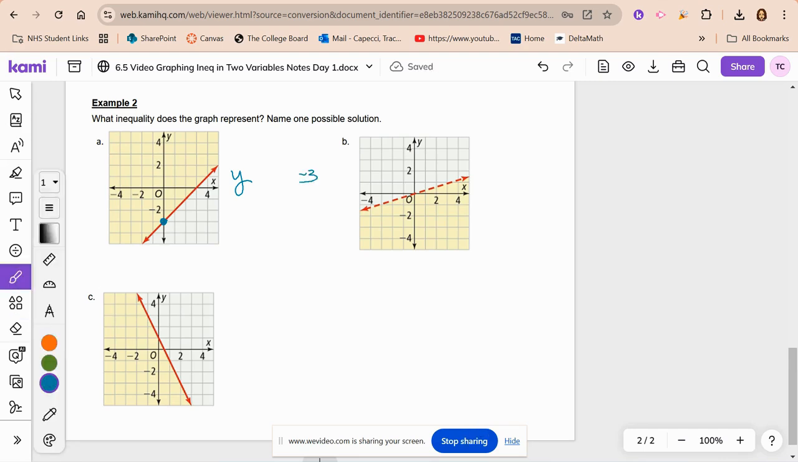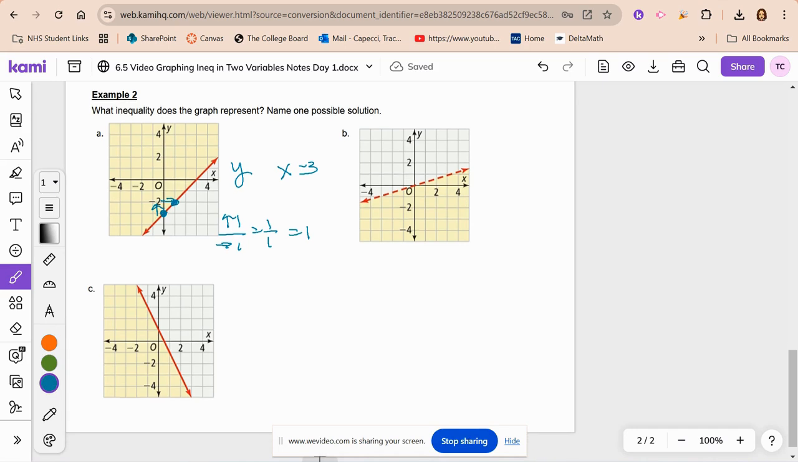Now I have to worry about my slope. So I'm trying to find another spot that goes through the corner of the box, right there on the line. So I'm going to go up 1, to the right 1. So my slope is up 1 to the right 1, which will give me +1 over 1. So my slope is 1. So that gives me 1x or x. I'm shaded above, and it's solid. So above and solid is greater than or equal to. So that is the inequality.